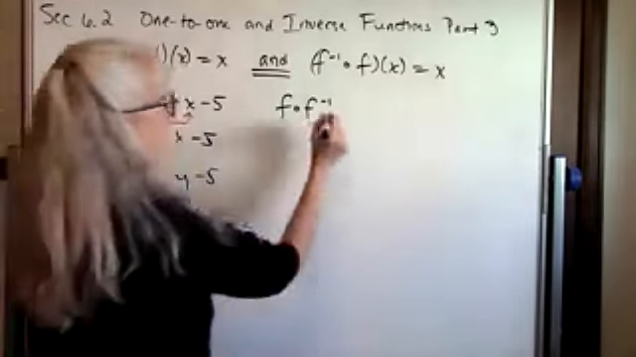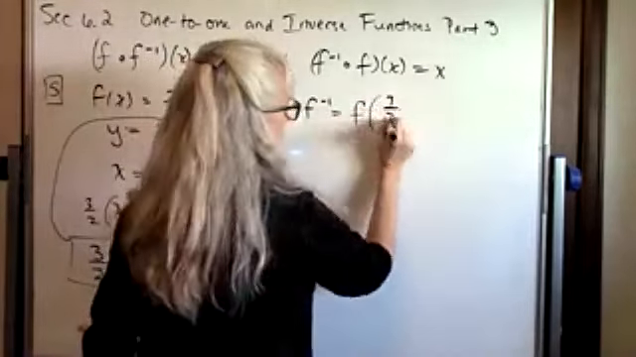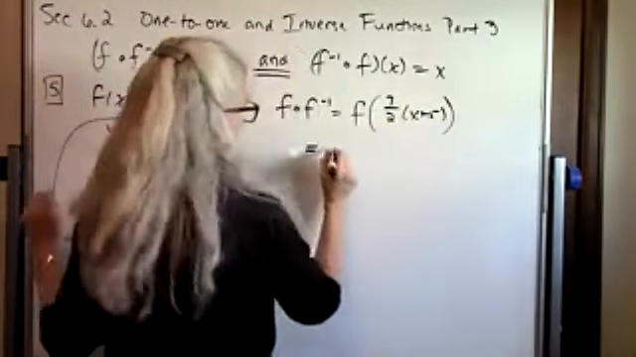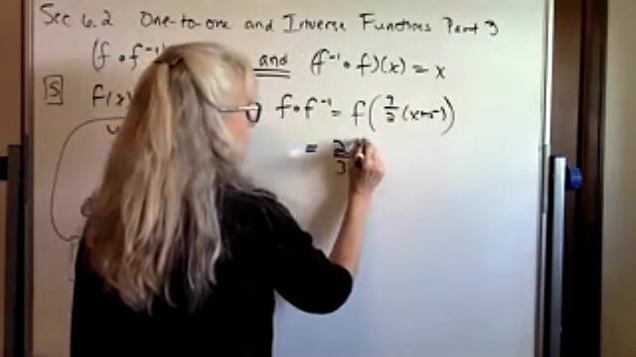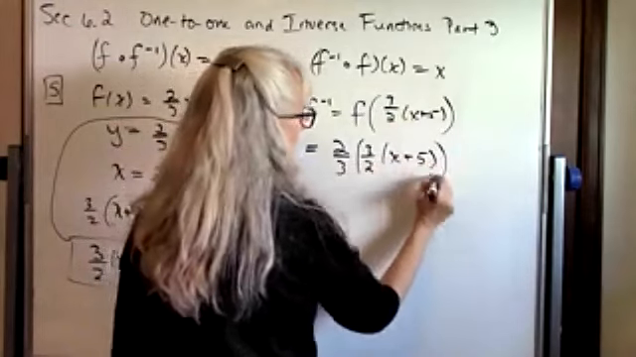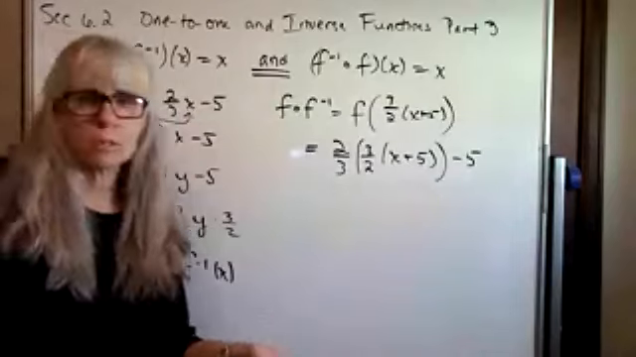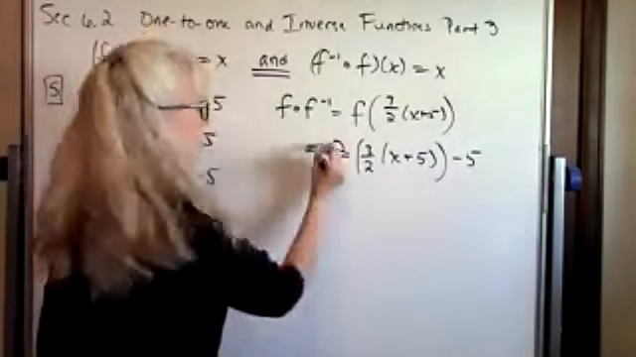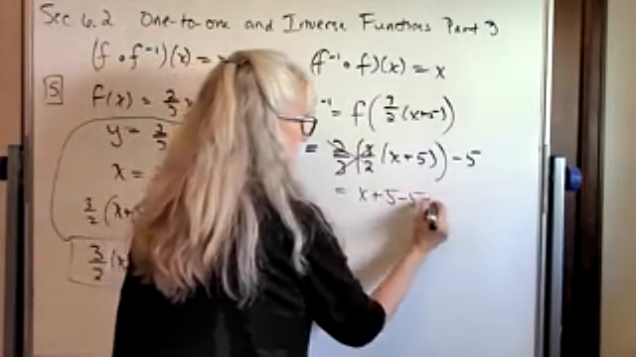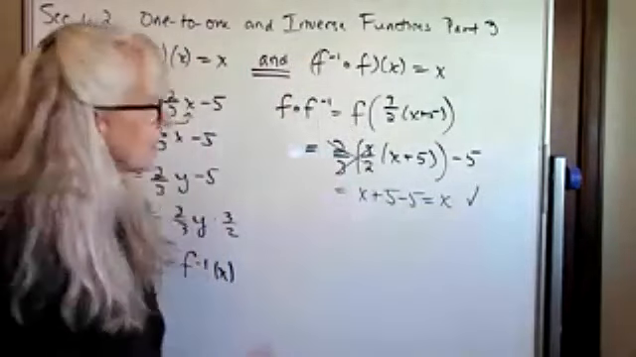So again, to write it out, what we're really finding is f of 3/2 of x plus 5. So that would be 2/3. And now in place of the x, we're going to plug 3/2 times x plus 5. And now I'll have a minus 5. So all I'm doing is replacing that x with the other function. Well, notice the 2/3 and the 3/2 cancel. So they're gone. And that gives me x plus 5 minus 5, which is equal to x, which is what they said it would do. So check, it works. Now I got to go the other way.